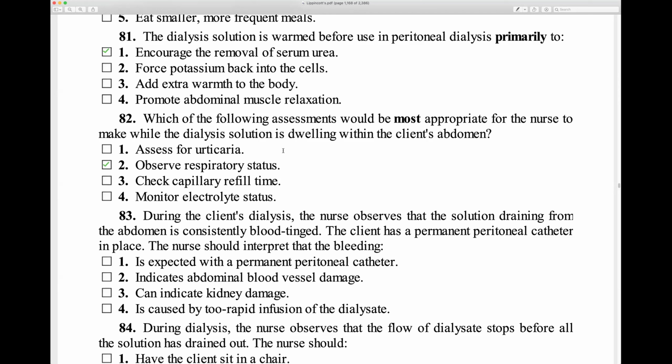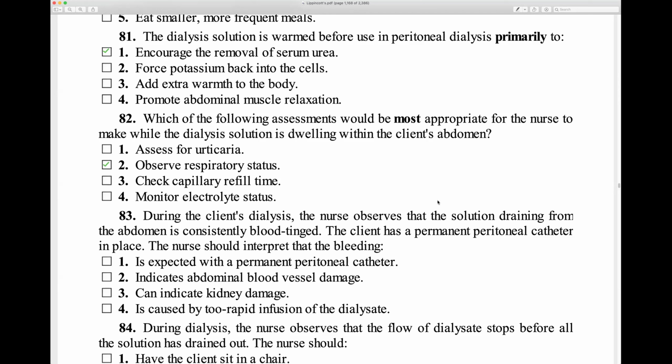So they literally have fluid in their abdomen, and what happens is it can press up on the diaphragm, and the diaphragm flattens, and that smushes the lungs. So that's why we want to observe respiratory status.